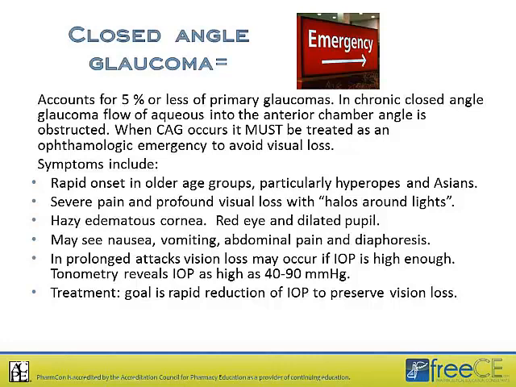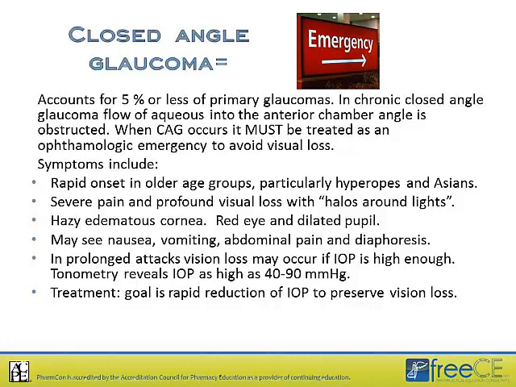This is an emergency. So if a patient is complaining of severe pain and they have a profound vision loss and they have halos around the lights, they need to be referred immediately. If they have a hazy edematous cornea, a red eye, a dilated pupil, they need to have treatment immediately. They can also have nausea, vomiting, abdominal pain, diaphoresis, or sweating. In prolonged attacks, vision loss occurs if the IOP is high enough.